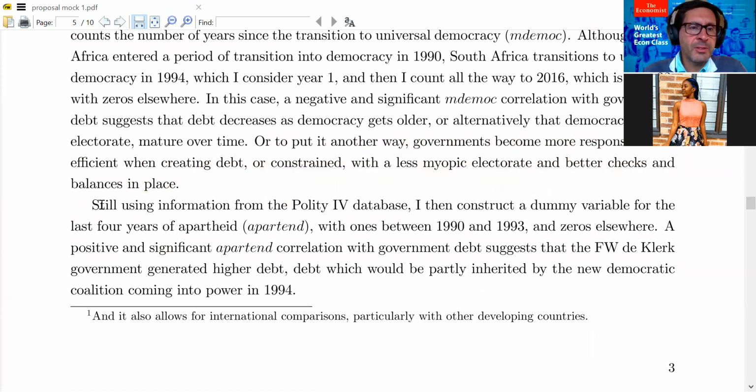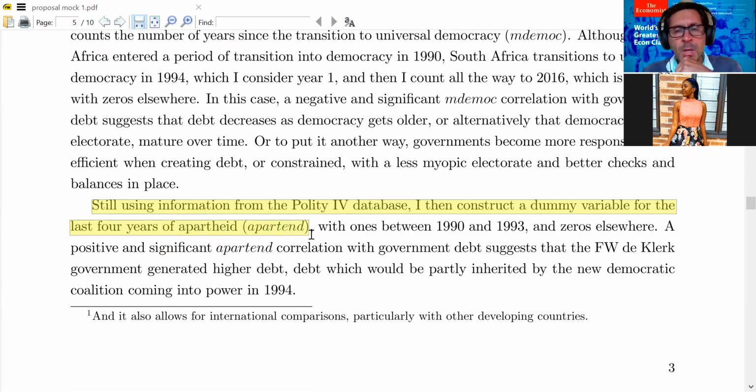And I go on explaining my data, still using information from the Polity4 database. I then construct a dummy variable for the last 4 years of apartheid, which I call apart end, with ones between 1990 and 1993 and zeros elsewhere. A positive and significant apart-end correlation with government debt suggests that the F.W. de Klerk government generated higher debt, which would be partly inherited by the new democratic coalition coming into power in 1994.